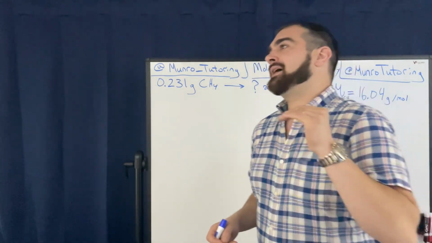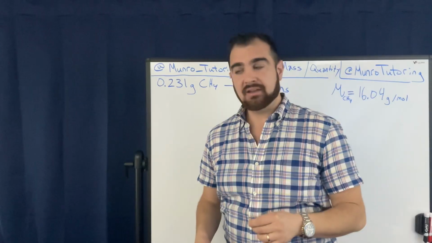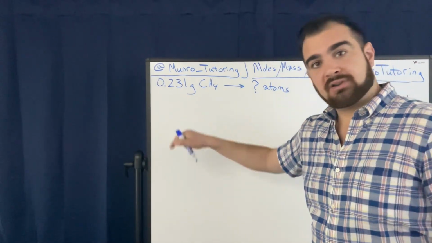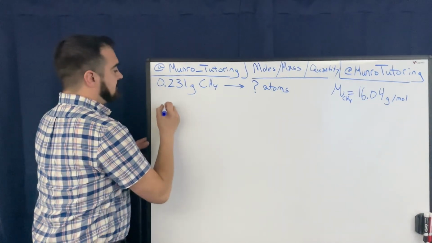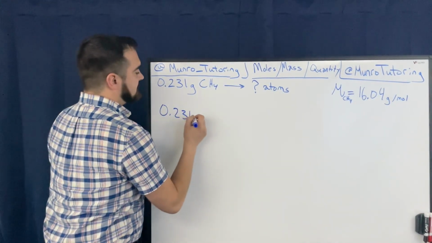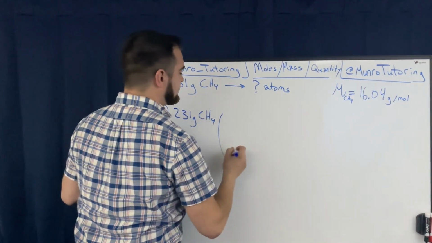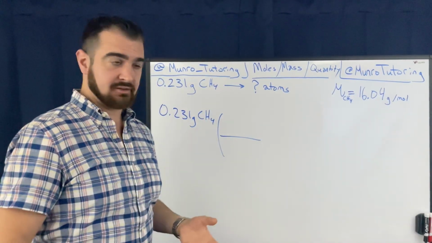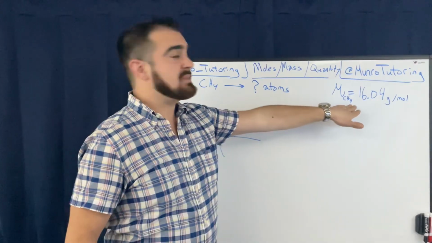And so what I taught you in my dimensional analysis video, and if you didn't see it, go check that out, is we're going to take the given information and put it to the left. That's the first thing that we're going to do. So we have 0.231 grams of CH4, and we're going to set up our parentheses because we're going to put in a conversion factor. Now, we are given the molar mass of methane here.